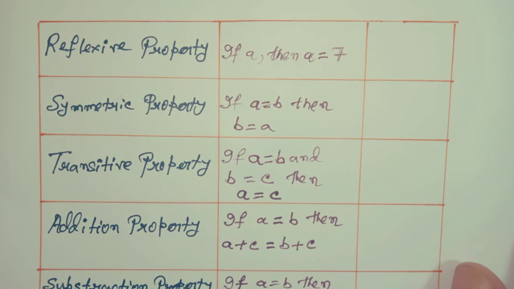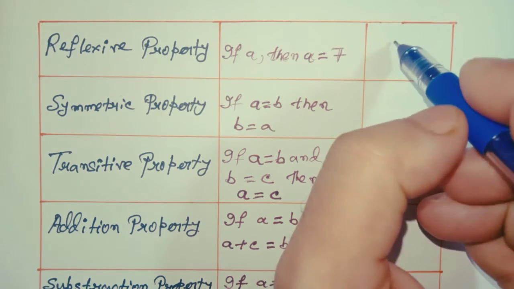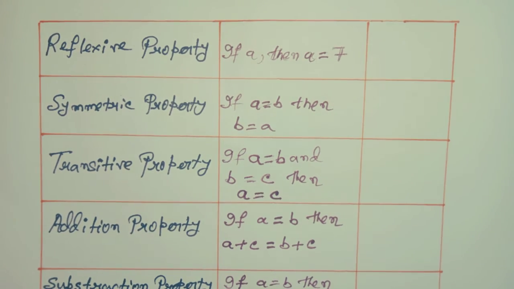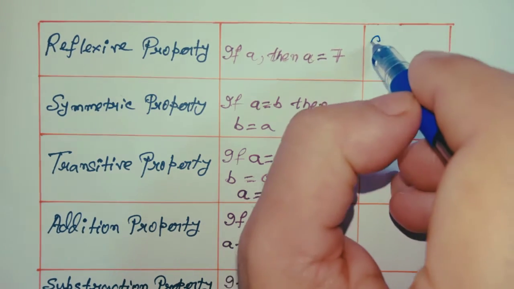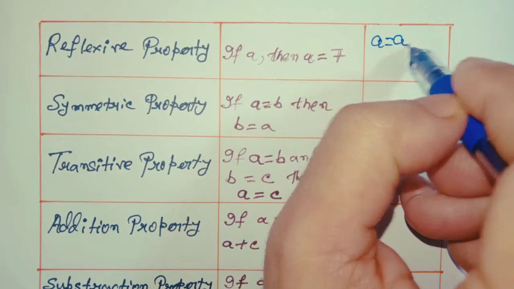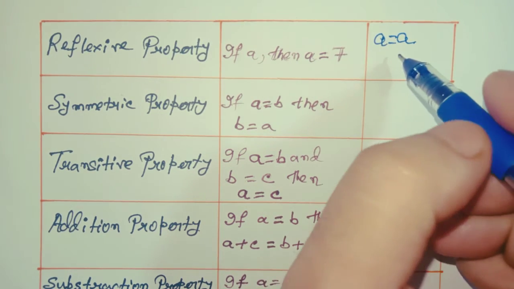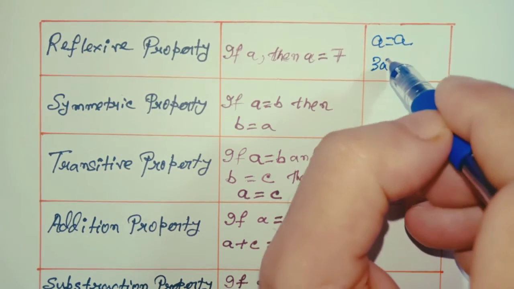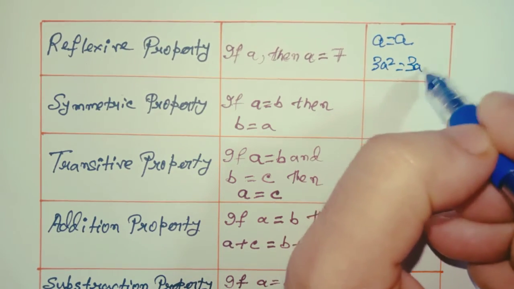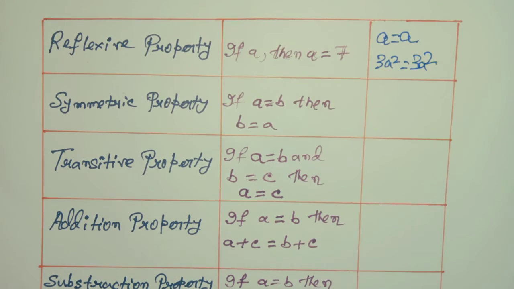If it is 6, then A equals 6. The internal meaning of the reflexive property is reflection. You are just watching a mirror, where you stand, that is your image, A equals A. So 3A squared equals 3A squared. This is called a reflexive property.